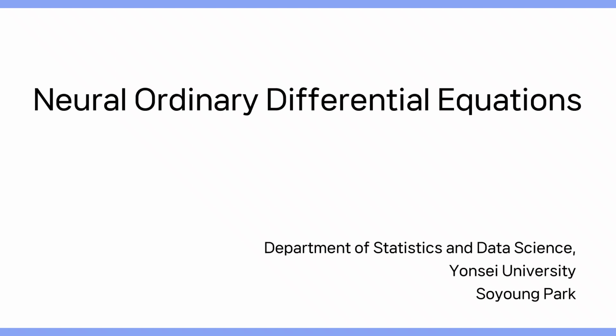Alright, let's get started. The paper I'd like to talk about today is called Neural Ordinary Differential Equations. It was published in NeurIPS 2018 and won the Best Paper Award. And as of now, it has been cited more than 7,500 times, which shows just how influential it has been.